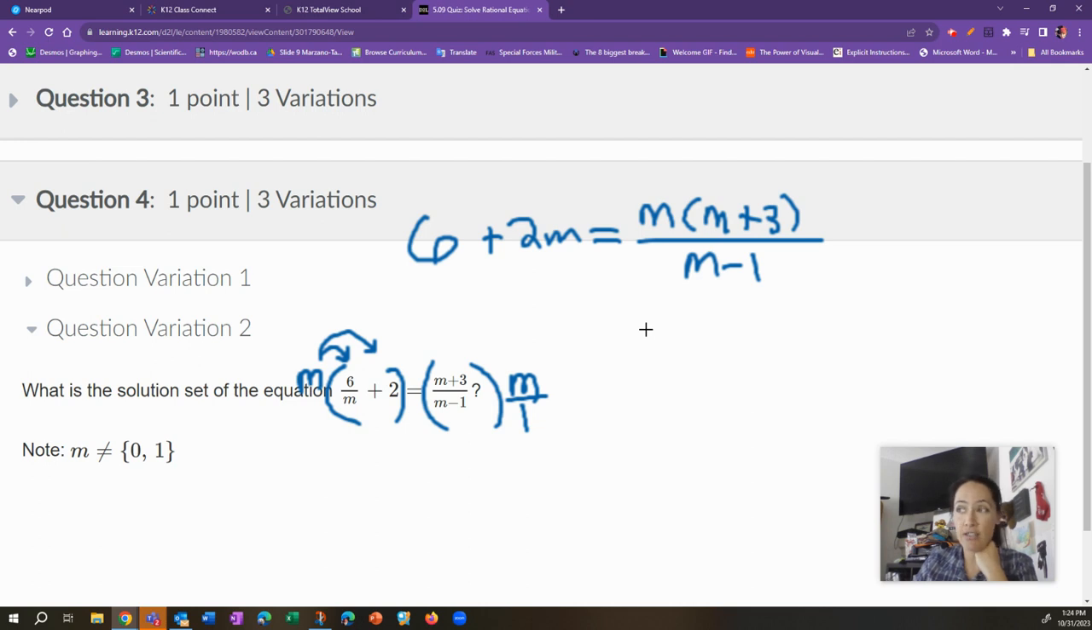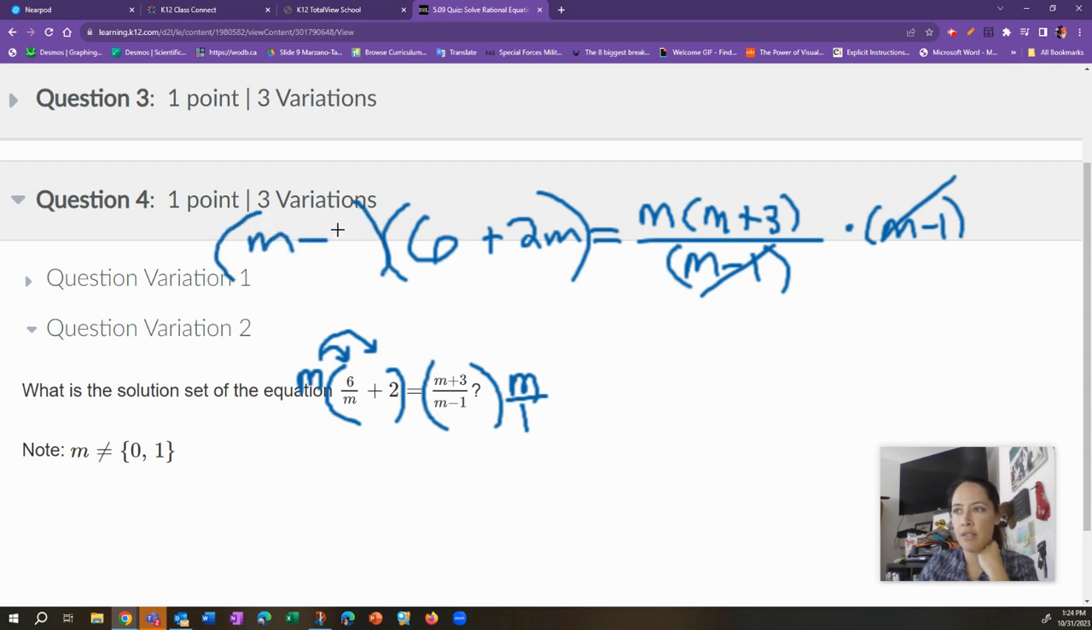Well, I still don't want to deal with this fraction, so now I'm going to multiply both sides by m minus 1. This whole thing stays together, so those are going to cancel. But what you do to one side, you do to the other side, but we have to keep it together. See, with the parentheses, they help us. M minus 1. Okay, perfect. We're super close to being done.